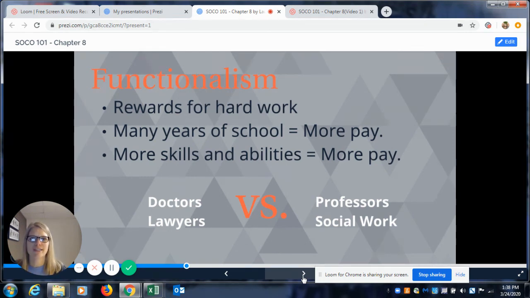So functionalism says that the reason why these layers are created in society, and some people have more than others, is just because people are rewarded for their hard work. If you work really hard and you have lots of skills, or you go to school for a very long time, you're going to get more pay and be rewarded for that hard work. Well, that's one fallacy of functionalism theory, that the harder you work, the more money you get.